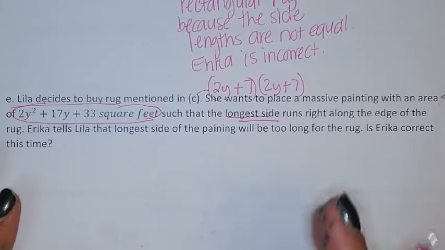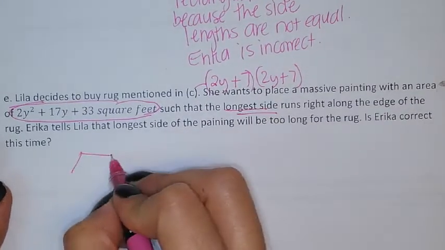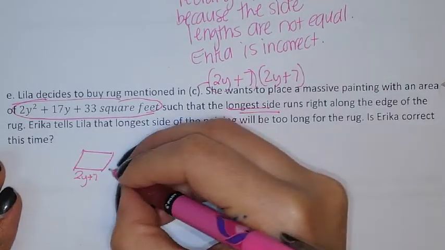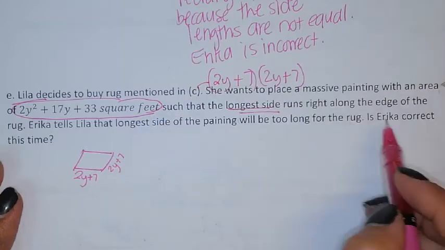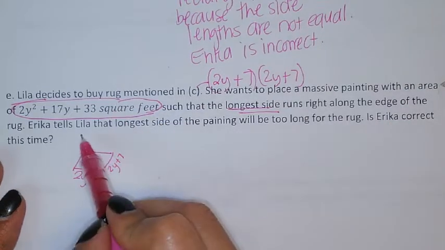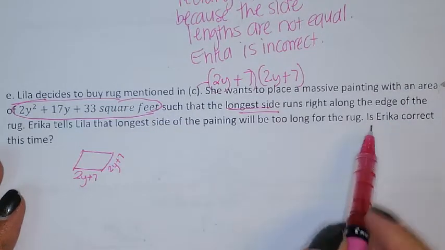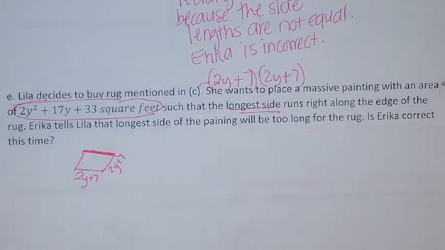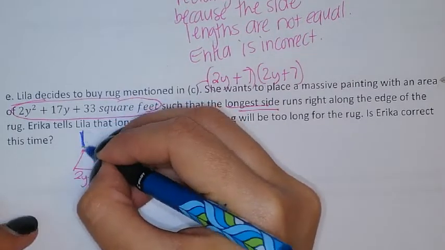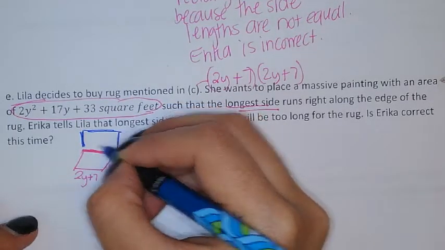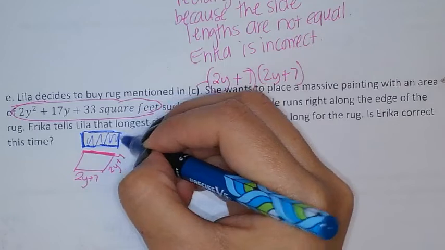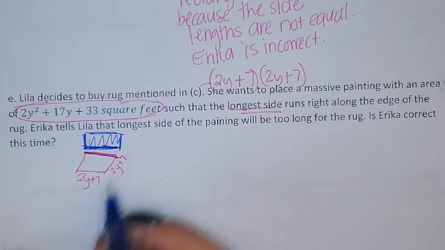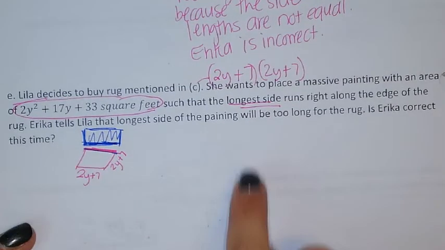That's kind of hard to picture, so let's make a drawing. So here's a rug and it's 2y plus 7 on each side. She wants to put a painting right above it so that the longest side of the painting runs along this edge. The painting would be on the wall. That's the painting. But she wants that longest edge of the painting to kind of match the edge of her rug.